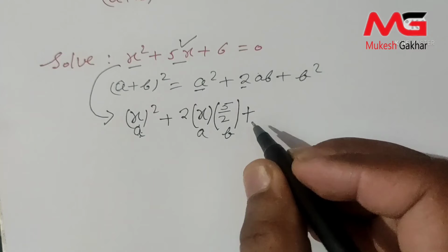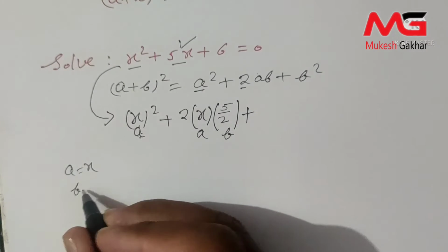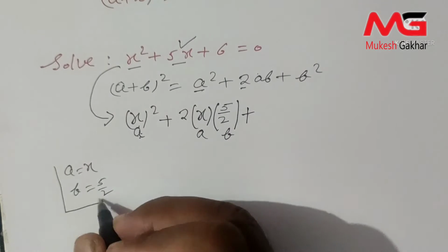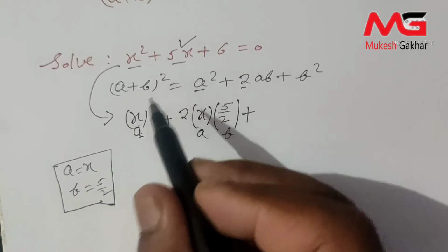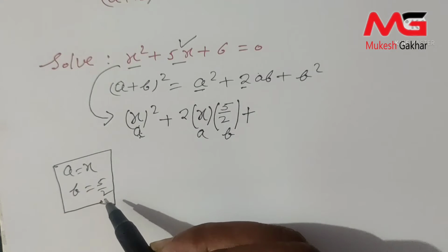Now we are having two values. Value of a is x and value of b is 5 divided by 2. So we have to make this formula (a + b) whole square, means value of a is x and value of b is 5 by 2, means (x + 5/2) whole square.